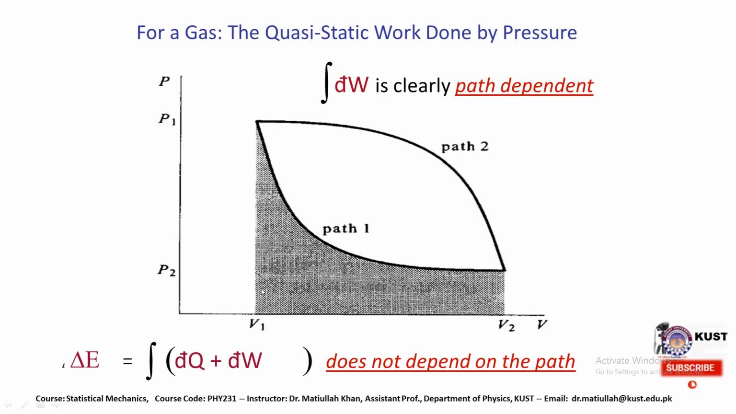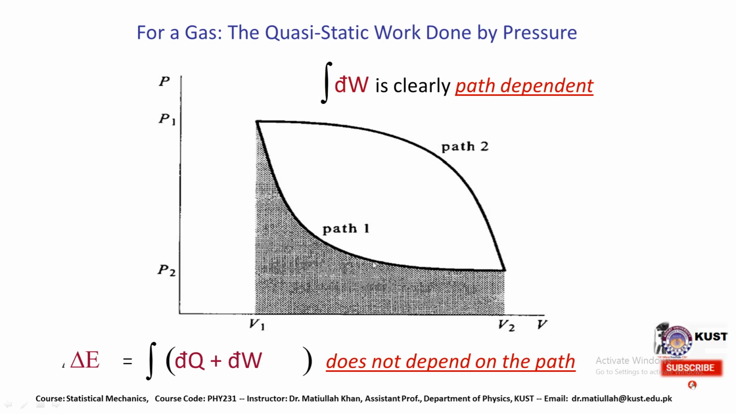This is a type of PV diagram. This is the volume axis, this is the pressure axis, and this is the initial volume, this is the final volume of the system. In this case the volume has been reduced, and in this case volume is high. Similarly, in this particular case the pressure increases, and here we have low pressure.